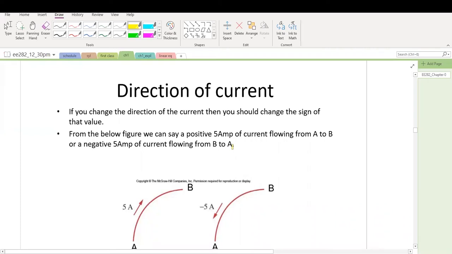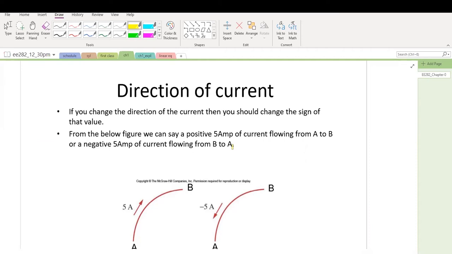Let's further talk about the current. We know that current has two factors. One is the direction of the current. Second is the value, the quantity of the current. So with these two factors specified, the true picture of the current has been defined.